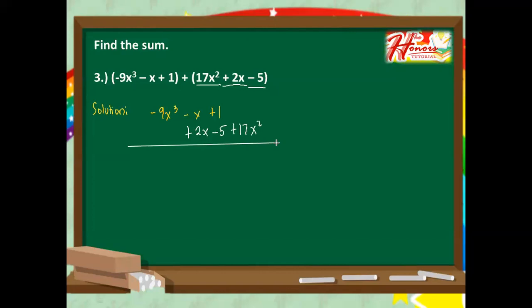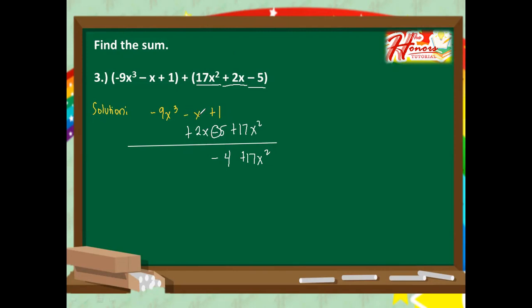Then let's solve. Solve the given from right to left. Bring down positive 17x squared because it doesn't have any partner. Positive 1 minus 5, opposite sign, positive and negative, so therefore subtract the numbers. 1 minus 5 is 4, and then copy the sign of the larger number, which is negative. So that's negative 4.